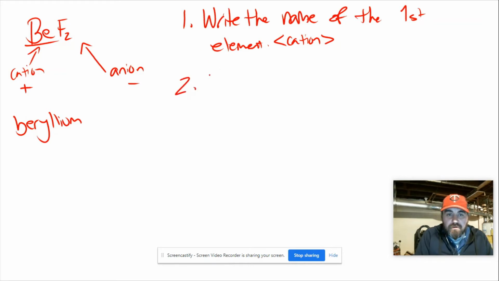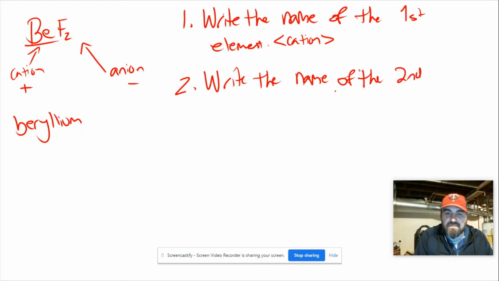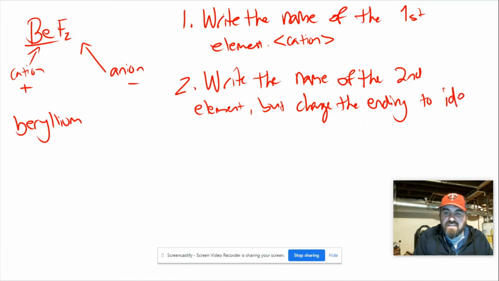All right, step 2. Write the name of the second element, but change the ending to IDE. The IDE tells us that we're part of a compound. It happens for covalent bonding. It happens for ionic bonding. It's just something that we do to distinguish between just talking about different elements. The second element, remember, is going to be the anion, the negative ion.